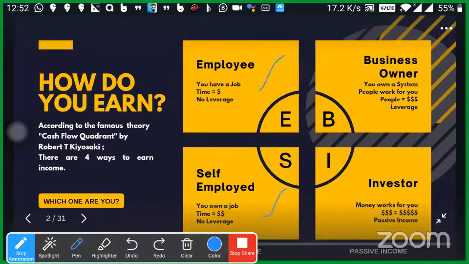Second category, this is the second one, is called self-employed. Self-employed people are those who don't work for any company, they don't work for any boss, but they work for themselves. They have their own job. Maybe they are professionals. Like many doctors open their own clinic. Many advocates work for themselves. They practice their skills, like many professionals.